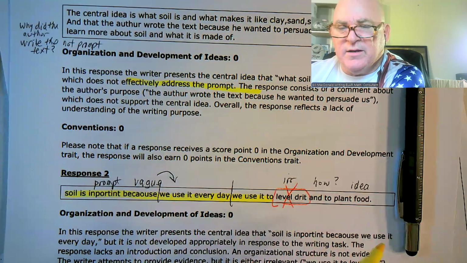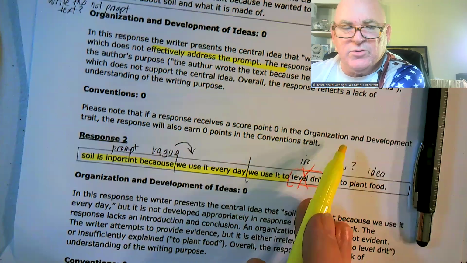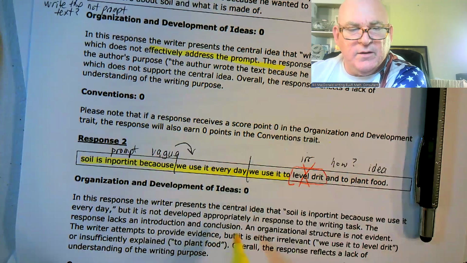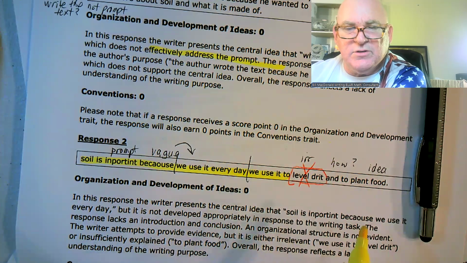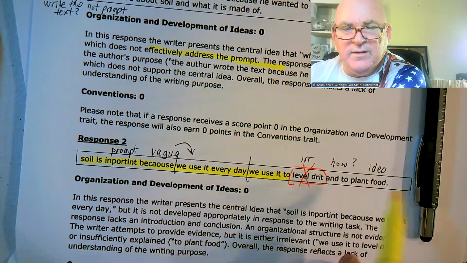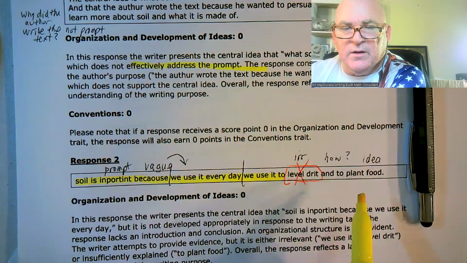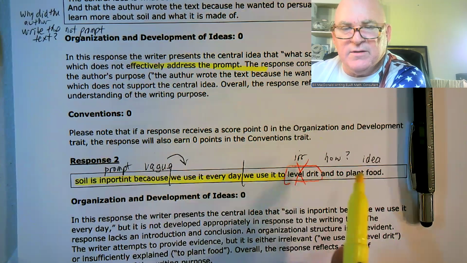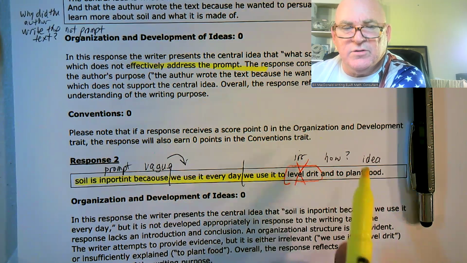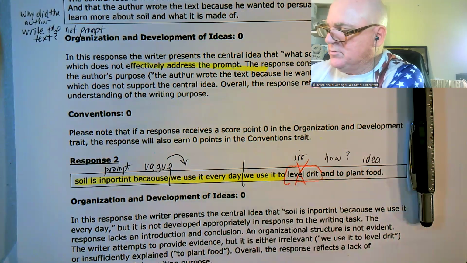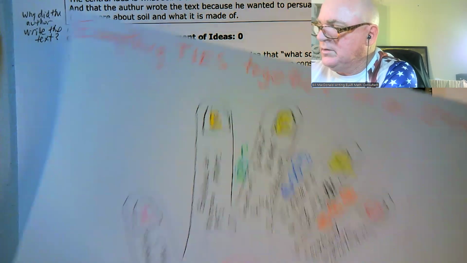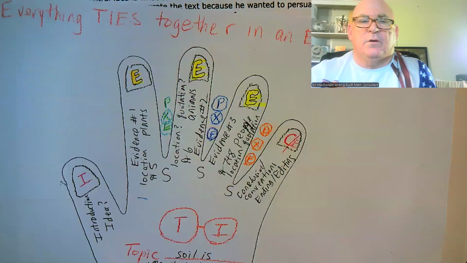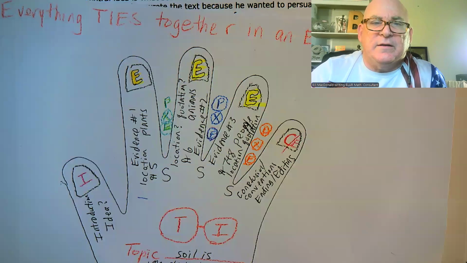To plant food, there's an idea, but it has no support, as you can see here. It's not explained. It's the only detail that came from not even the student's head, but from the text, is to plant food. Then they had to give 2 zeros to these responses. So that's how to give a hand to your students in a nutshell.